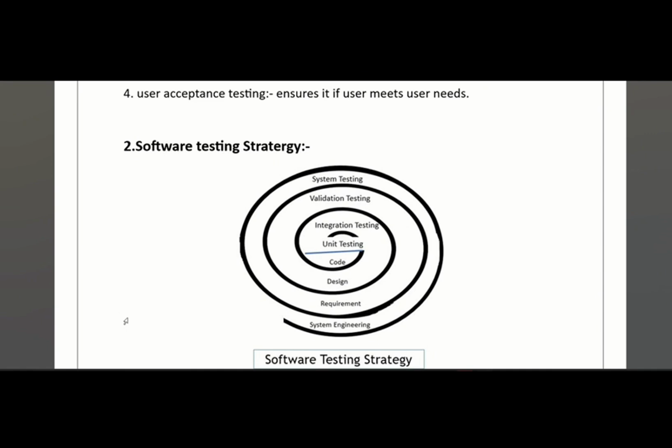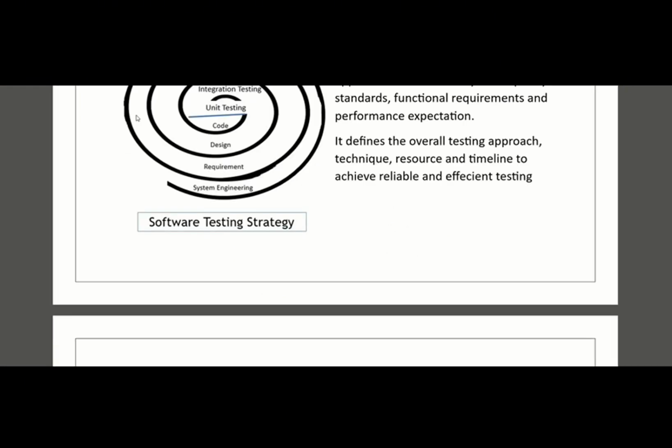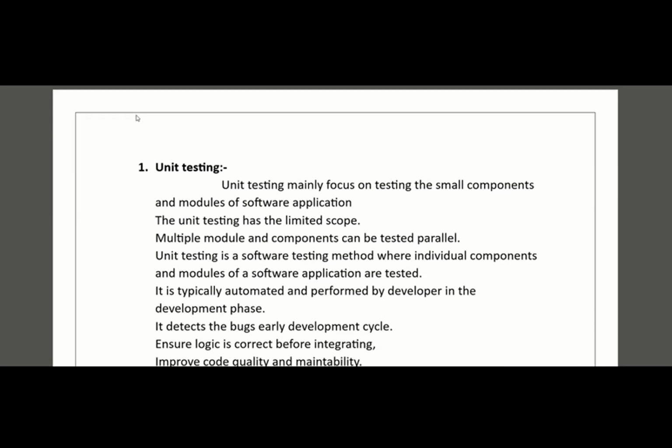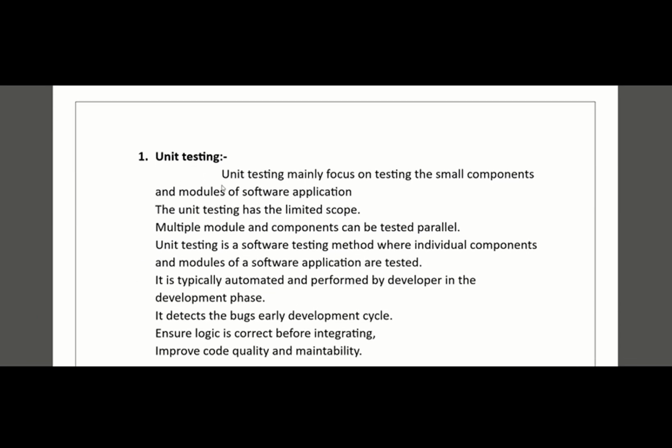It is also an approach to test software applications to ensure they meet quality standards, functional requirements, and performance expectations. It defines the overall testing approach, techniques, resources, and time to achieve reliable and efficient testing. So in software testing strategies, first is unit testing. Unit testing mainly focuses on testing the small components and modules of the software application. The unit testing has limited scope. Multiple modules and components can be tested parallelly as well as individually.